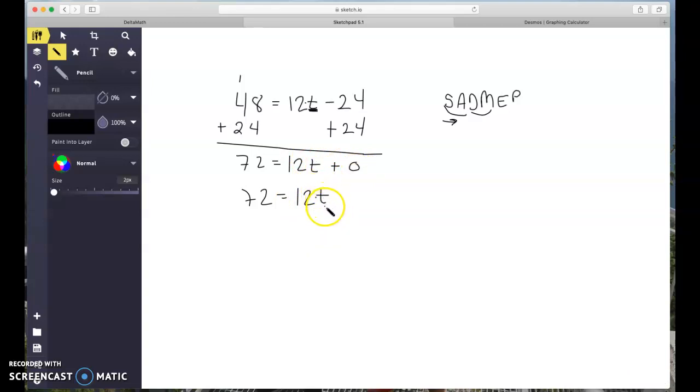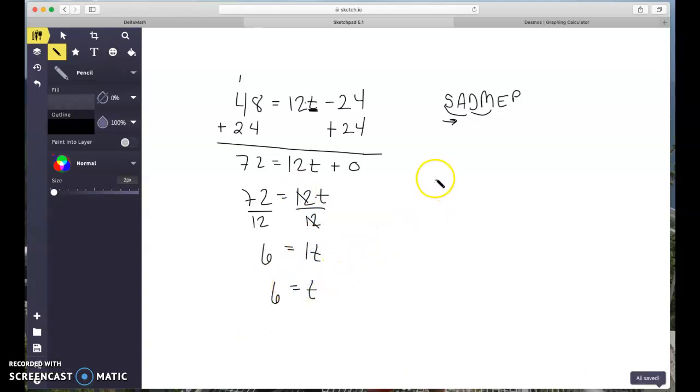I want to get t all by itself, so I need to do the opposite of multiplying by 12, which in this case would be dividing by 12. If I do it to one side of my equal sign, I have to do it to both sides of my equal sign. So I'm going to do 72 divided by 12, and that gives me 6, and 12 divided by 12 leaves me with 1t, or 6 is equal to t.